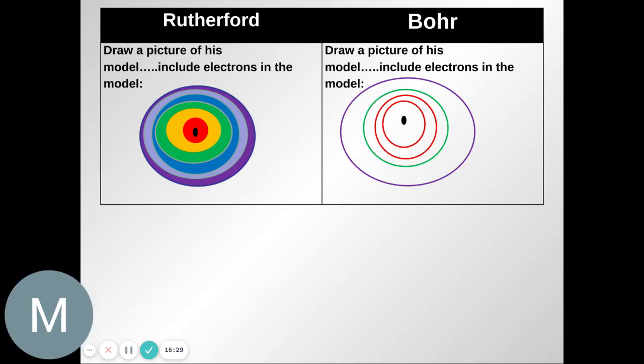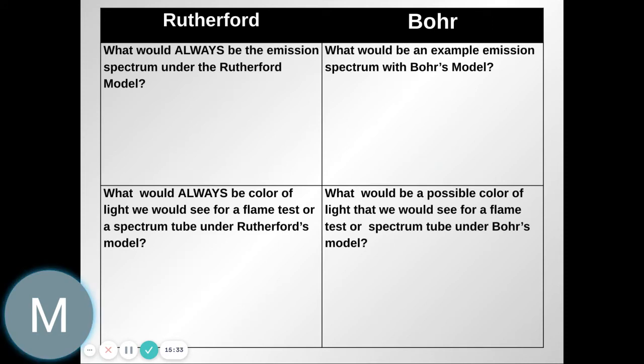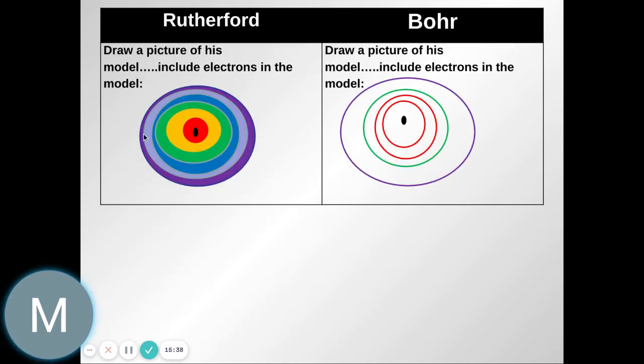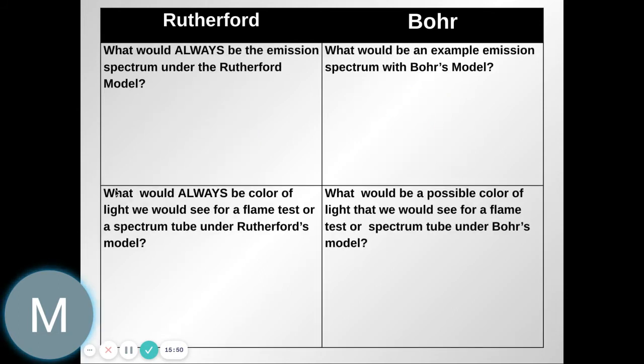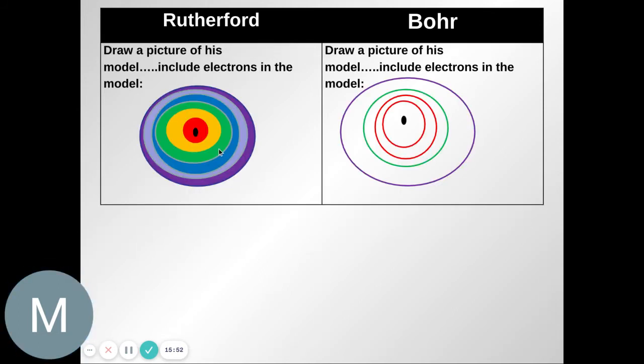Okay, once you're done with that, we're looking at these two questions, but I need us to be able to see these pictures. So if Rutherford's right, pretend this is helium. We know helium has 2 electrons. And let's say that one of those electrons really likes to hang out right here. So hopefully you can see my mouse. This is where the electron likes to hang out.